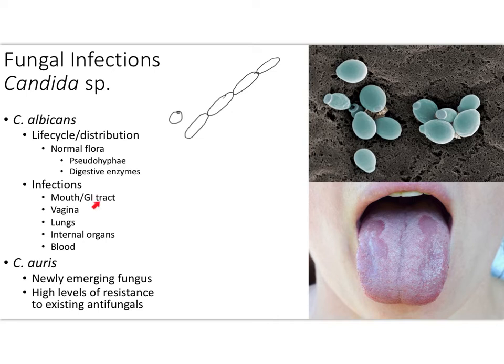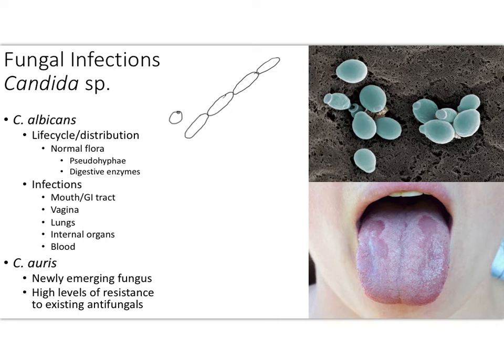This could also extend to the GI tract, either the esophagus, the small intestine, or the large intestine. Not as much the stomach because of the acid content there, but it can extend into pretty much all of the GI tract except for the stomach. It can also be a significant cause of vaginal yeast infections. It can infect the lungs. It can infect various internal organs. It can get into the blood and start to spread that way.